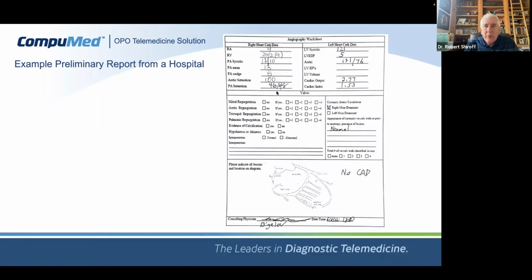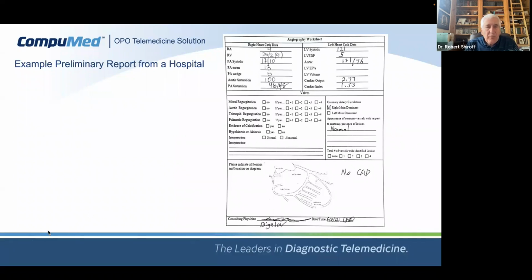But this is a preliminary report done by a cardiologist with the pressures, with the left ventricular pressures and the O2 sats and the cardiac outputs, with the fact that he thinks it's normal coronary arteries, no CAD, and a generic picture of a coronary anatomy, which doesn't help the surgeon to know if there are any anomalies or not. But the assumption would be that this is a normal coronary anatomy. It doesn't say whether it's right dominant or left dominant, which is of importance for the transplant surgeon to know as well. So this isn't optimal, but it's acceptable.